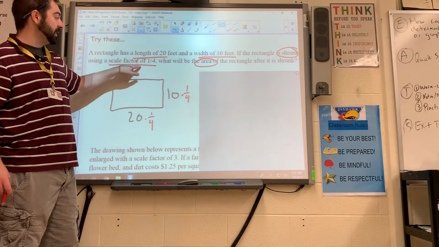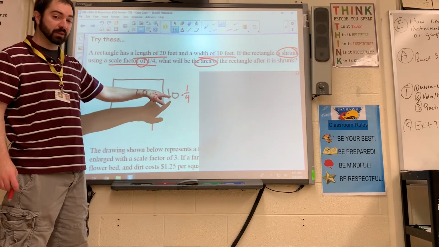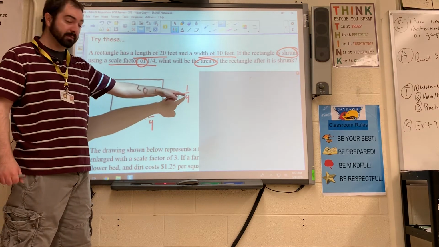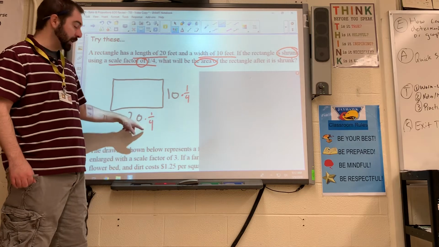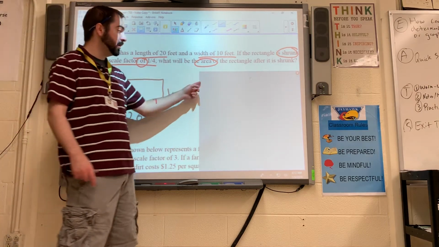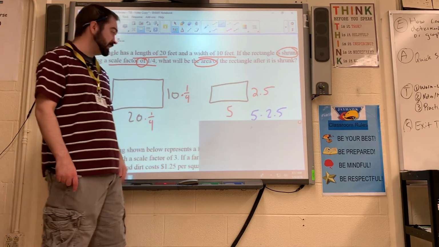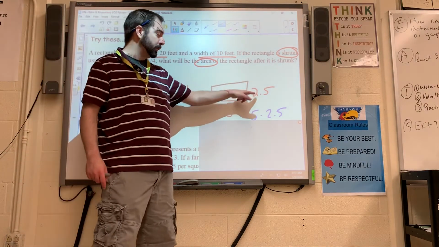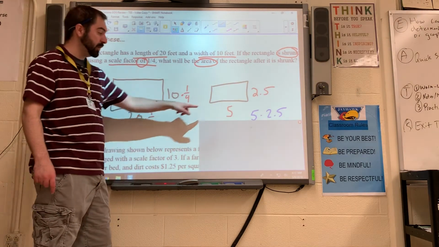I know that of, again, means multiply, but I want to make sure that my numbers are shrinking. So 10 times 1/4 should be less than 10. 20 times 1/4 should be less than 20. When I multiply them, they do indeed. 10 times 1/4 is 2.5. 20 times 1/4 is 5.